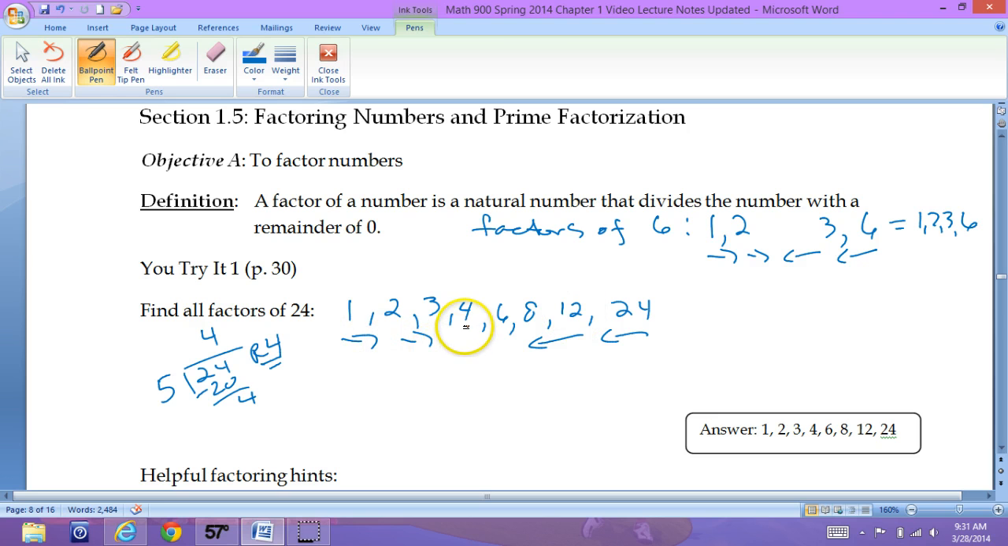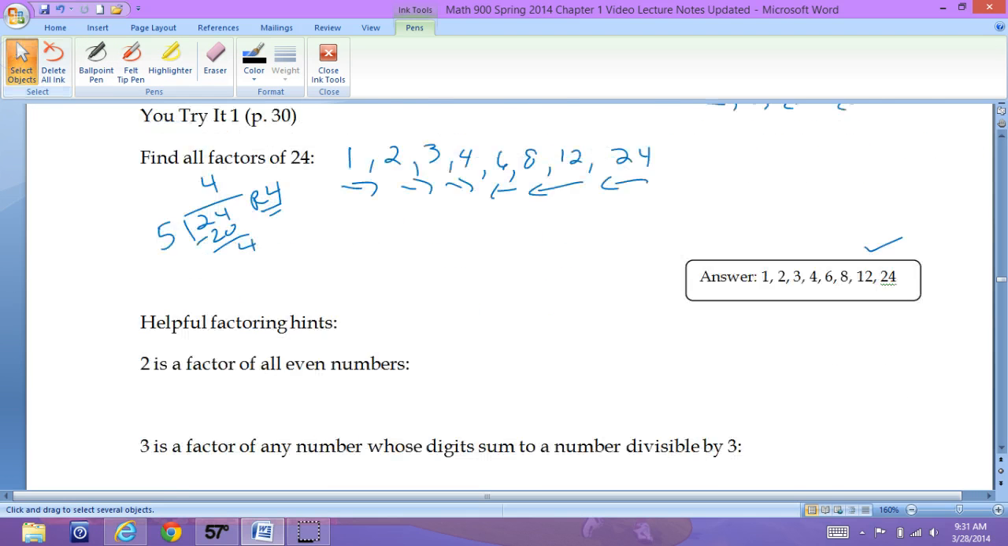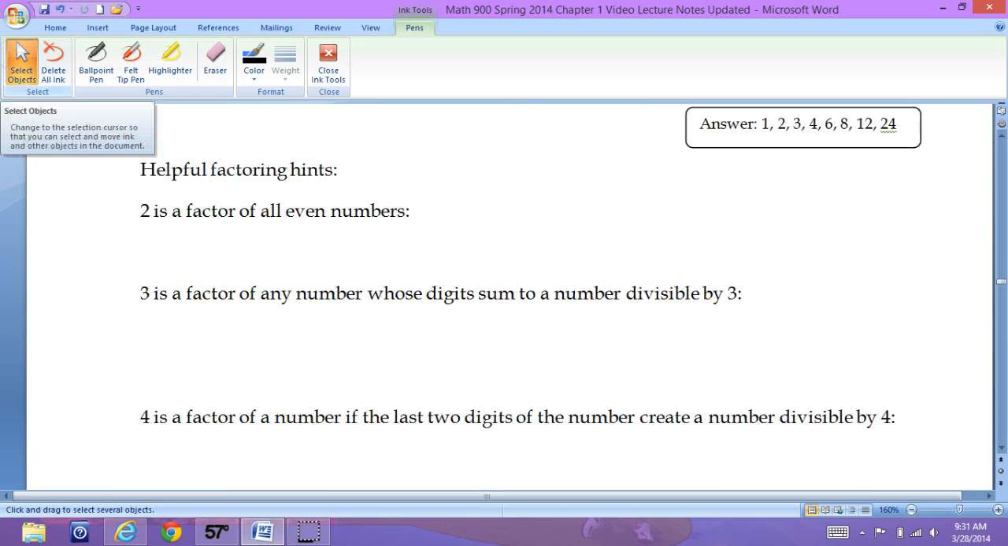So in this case, everyone should have a pair. Some students will know that 4 goes in, and then all of a sudden they'll leave out a 6 or they'll leave out the 8 because they're trying to think of all the numbers rather than pairing them up. So I think this method of working inwards will get you to every single factor, and you will not leave any factors out. Here are some maybe helpful factoring hints.